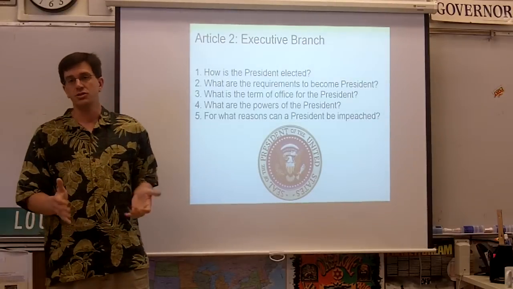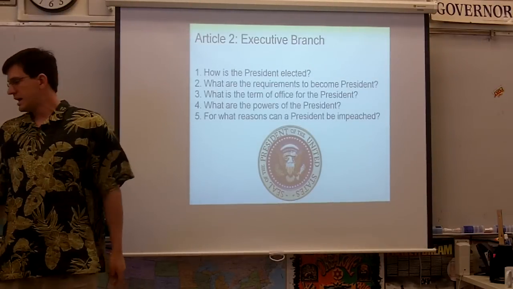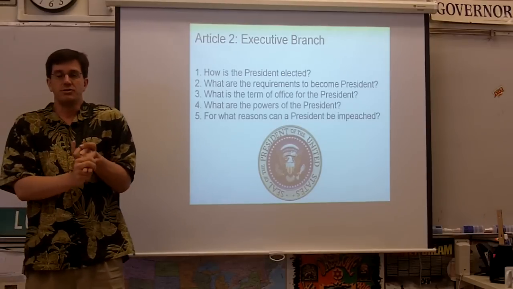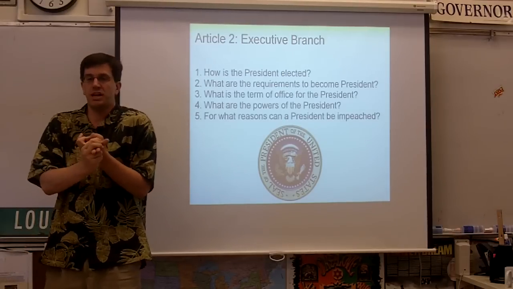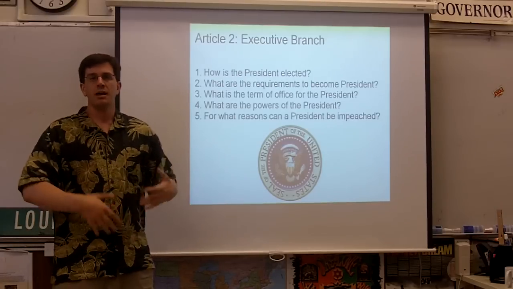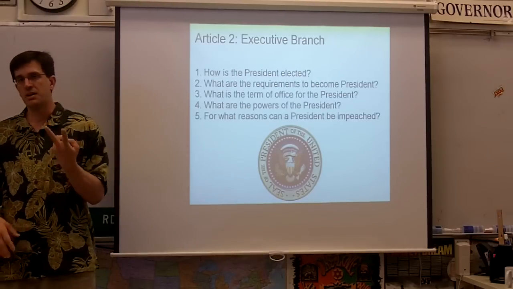But within the Constitution, Article 2, which is really short, the specific powers are: the President can grant pardons for anyone of a crime, potential or actual. Hence, President Ford pardoned President Nixon before he'd been formally accused of a crime.